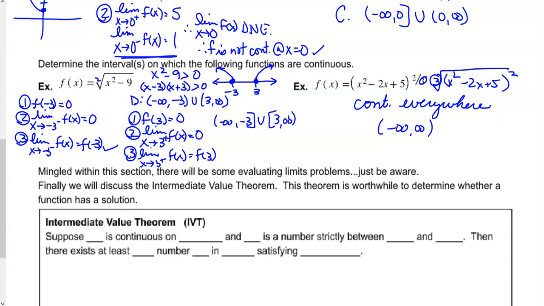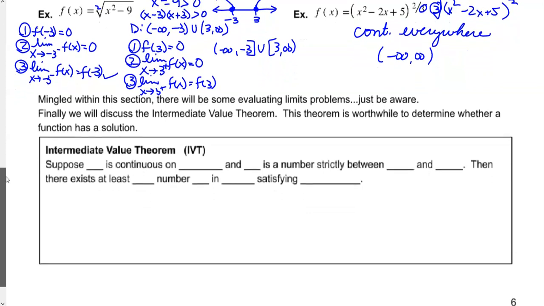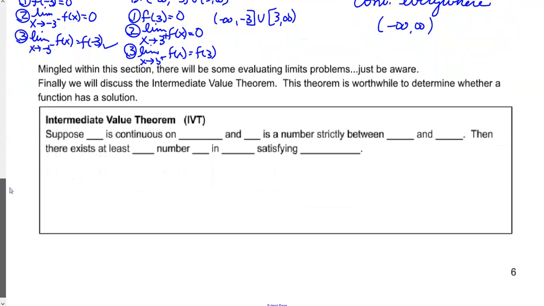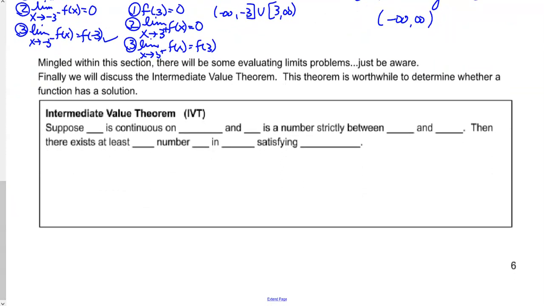All right. Very good. So we're going to now get a theorem that is very, very important, kind of to yield some values for us. Mingled within this section, there will be some evaluating limit problems that you have. Just be aware of that. Just remember to plug A in, see if that gives you a value. If it gives you 0 over 0, factor or rationalize.